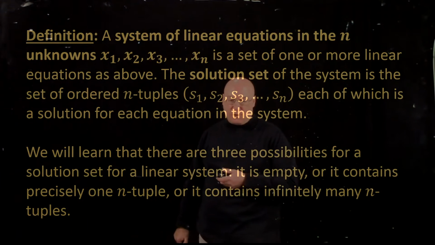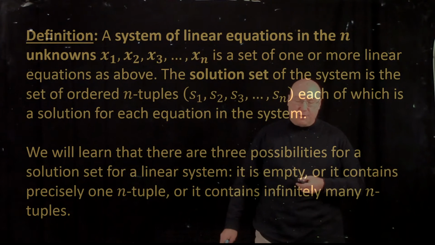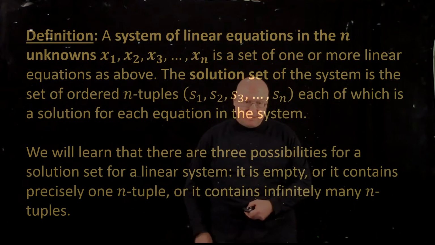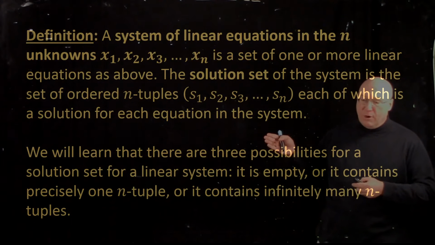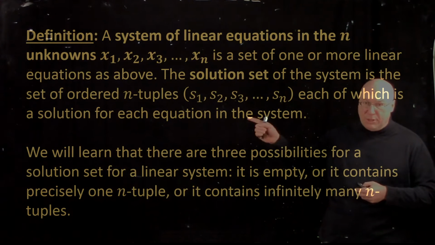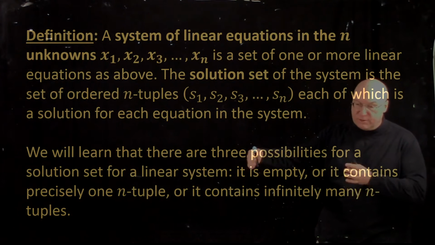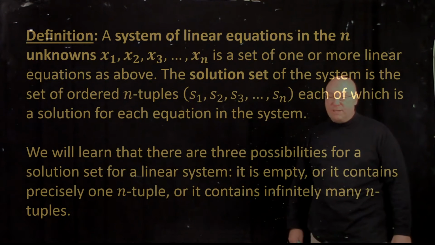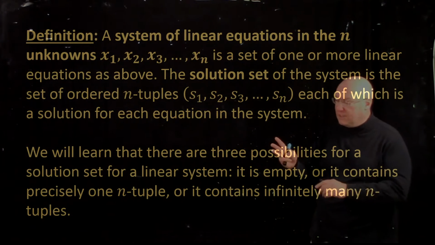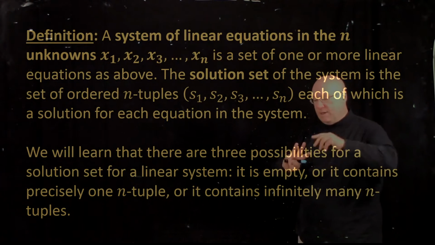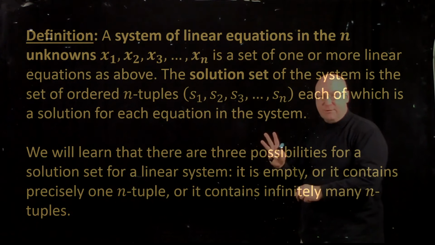We will learn that there are 3 possibilities for a solution set for a linear system. Either there's no solution, it's empty, the system has no solution, it's an empty set, or it contains exactly one ordered pair or ordered triple or ordered n-tuple, however many variables you have, or it contains infinitely many n-tuples. So there are 3 possibilities. We will see this. No solution, exactly one solution, or infinitely many solutions.